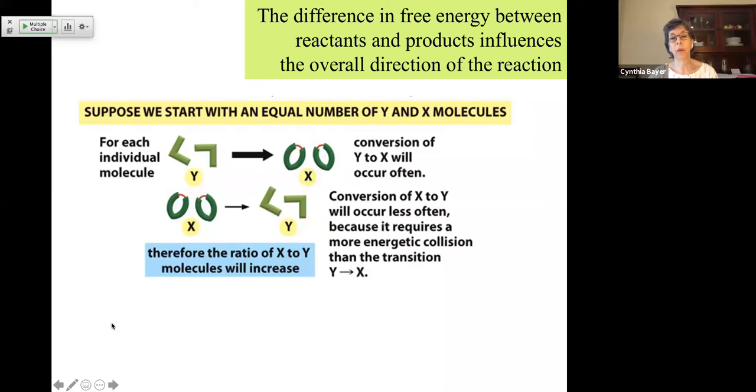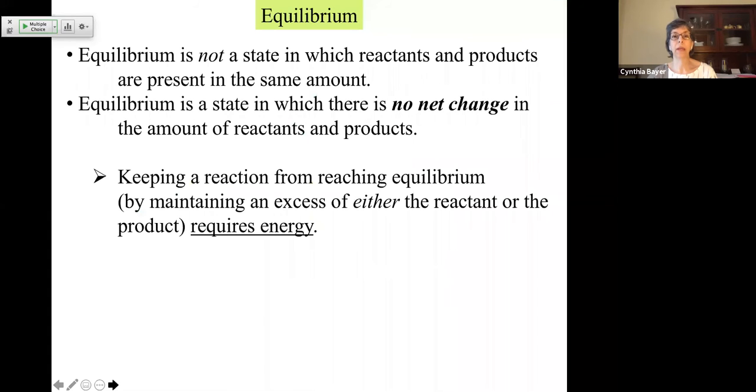Now remember what we mean by equilibrium. Equilibrium is not a state in which there is an equal amount of reactants and products, but a state in which there's no net change in the amount of reactants and products. So every time Y is converted to X and X is converted to Y, at that point, that reaction has reached equilibrium.